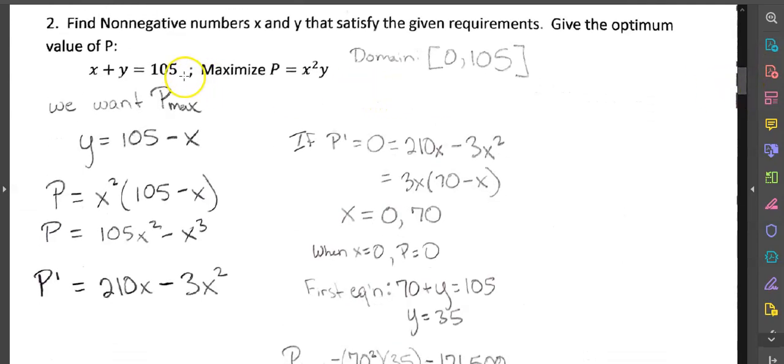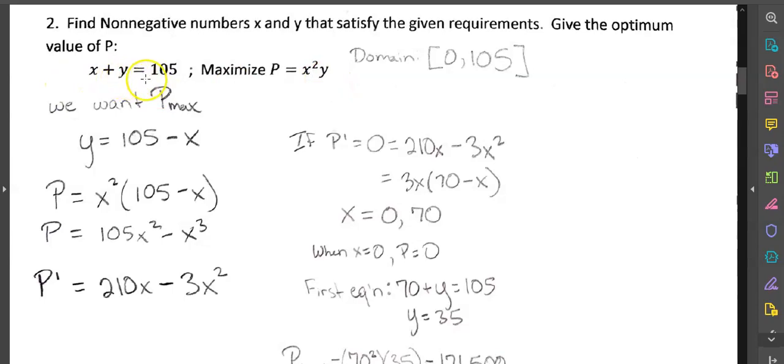Moving on to number 2. It's a similar situation. It's just that our product is a little bit more complicated because we have a variable that is now squared. But because of the constraints of the problem, we similarly have a domain that starts at 0. This time it goes to 105 for the same reasons as number 1. And we're trying to maximize P. So P is in terms of x and y, but we want it in terms of one variable. So we can substitute out the y since it's already by itself in the equation.